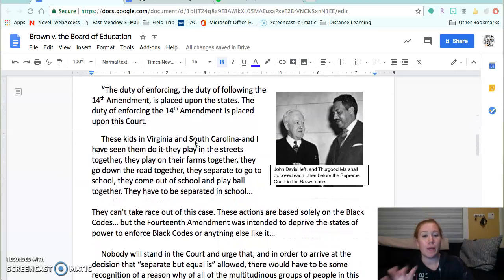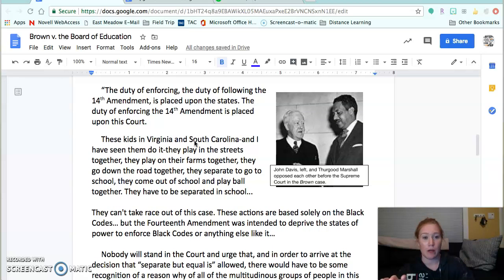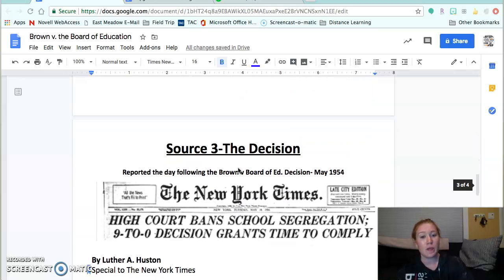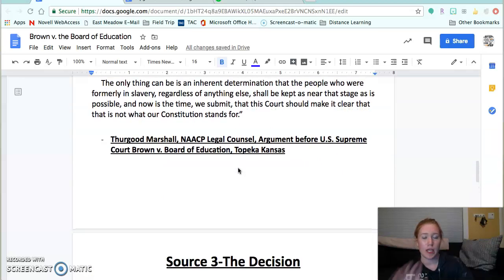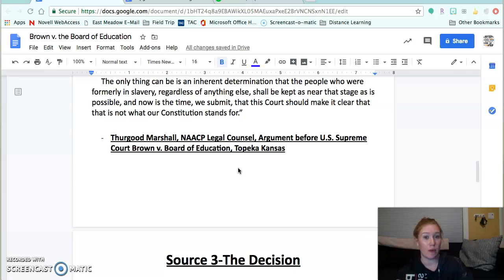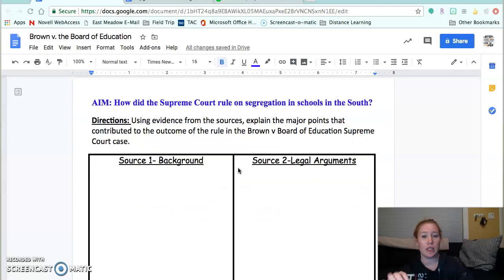Then you're going to read about the legal arguments that are being made, right? Thurgood Marshall is going to be the lawyer for Mr. Brown. You're going to read about what he is saying is the law that's being broken here. What are they suing the Board of Education for doing illegally? And then you're going to read about the decision that's being made. How does the Supreme Court rule in Brown versus the Board of Education? And then down here, that's your aim: how does the Supreme Court rule on segregation in schools in the South?